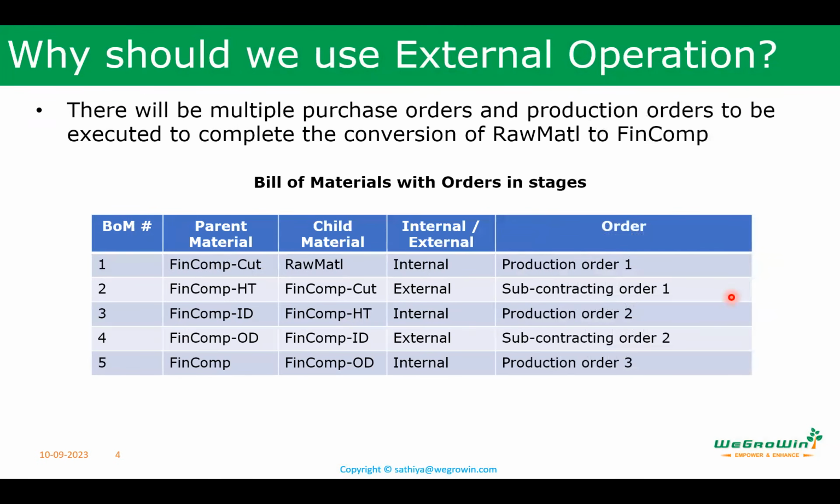So now, because of this, what will happen? I have to create one production order for the first one. Then I have to create a subcontracting purchase order for the second one. I have to create another production order for this operation. Then I have to create another subcontracting order for this. Then I have to create a production order for this one. So there will be 3 production orders and 2 subcontracting orders.